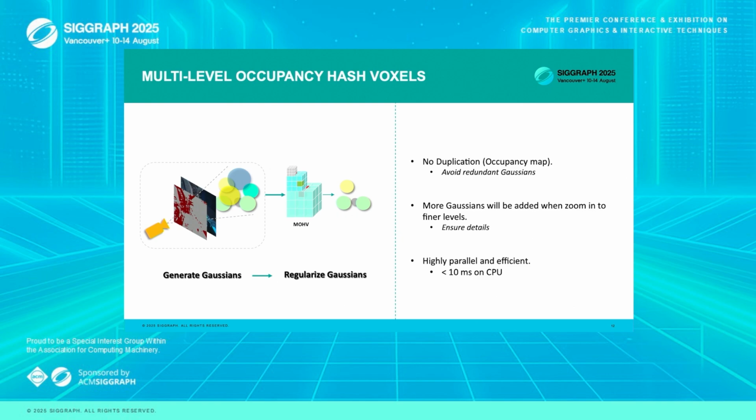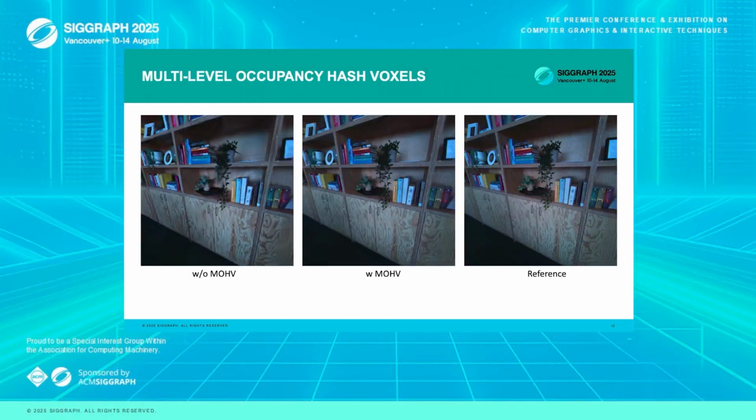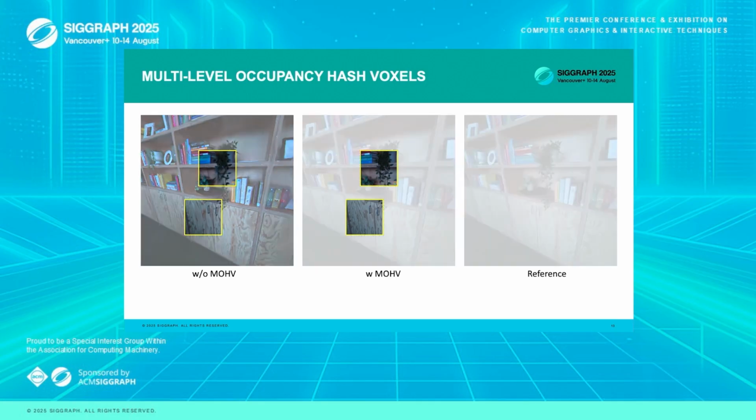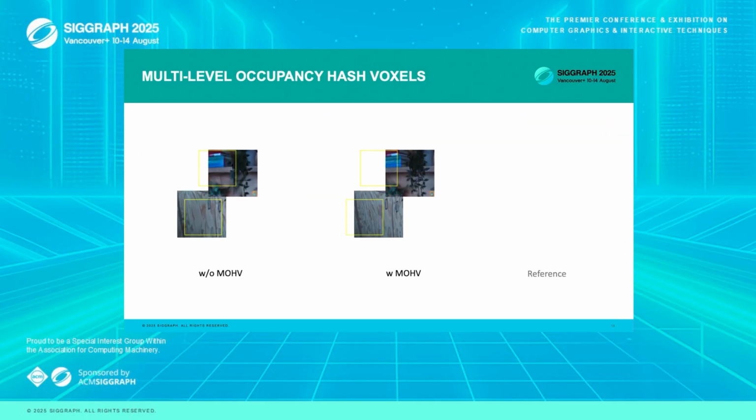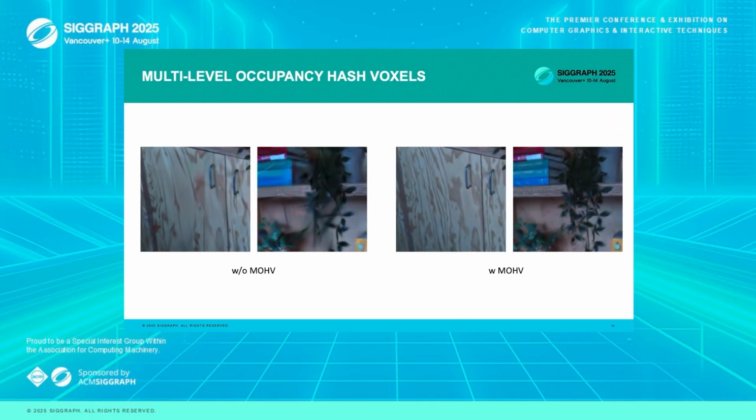All right, with all this, qualitatively, you can see the difference. Compared to the baseline without MOHV, our method avoids clumps of redundant splats and recovers more structure in both near and middle range regions. Here is the zoom-in result. You can see this kind of quality difference more obviously.